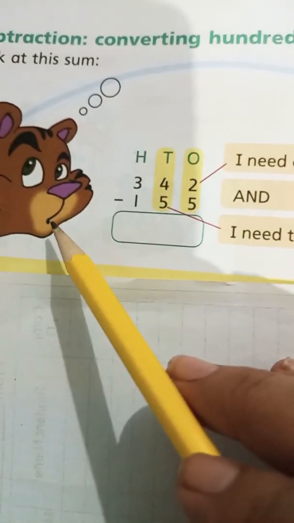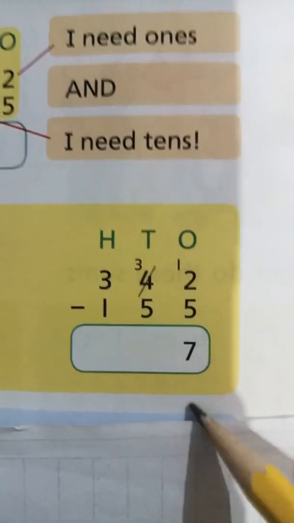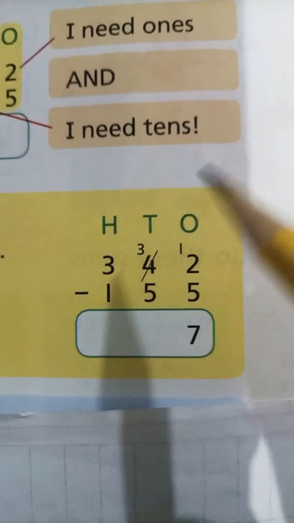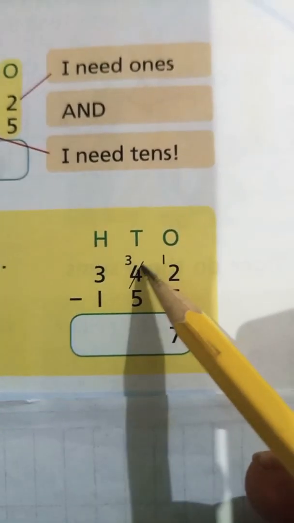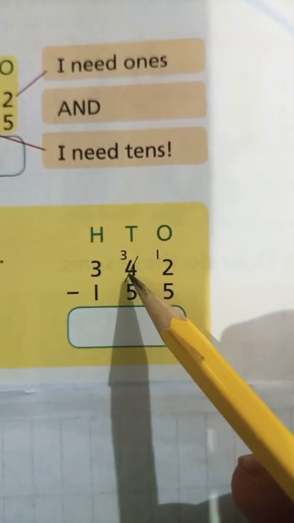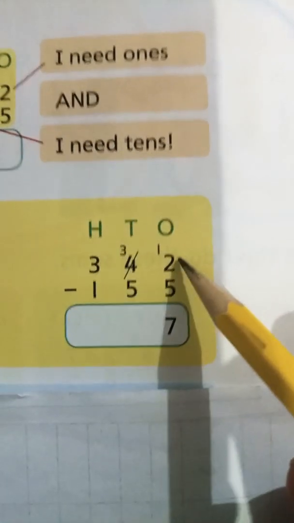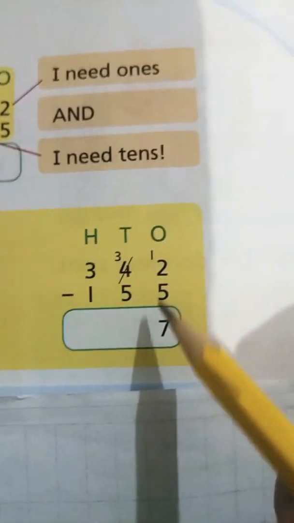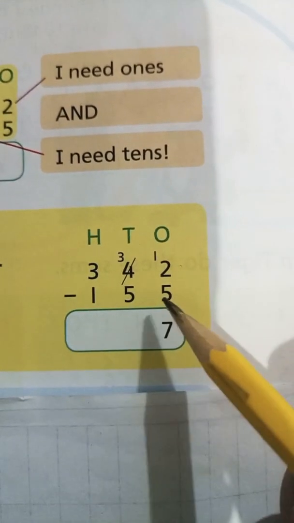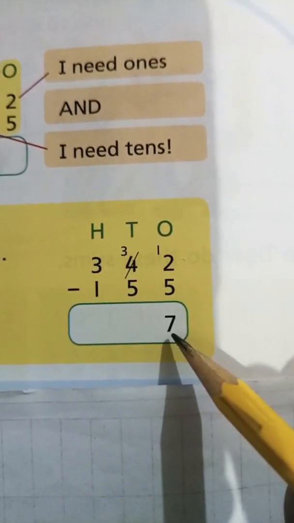So what will he do? Let us help him. So students, let's start our question from the ones column. Let's take 1 carry from the tens column and here remaining with the number 3, and here we get the number 12. Now we can easily subtract our ones column. We have subtracted 5 from the number 12 and we got 7 here.